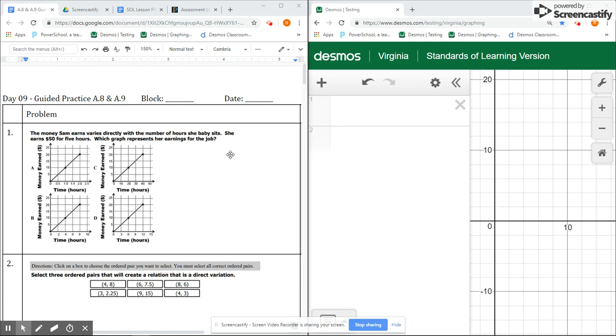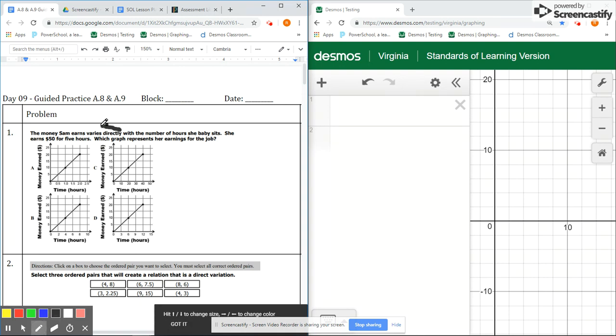Okay, this is page 1 for day 9 guided practice, standards 8.8 and 8.9. We're going to go through number 1 and 2 together, then you're going to try 3 and 4. Number 1, the money Sam earns varies directly with the number of hours she babysits. She earns $50 for 5 hours. Which graph represents her earnings for the job?